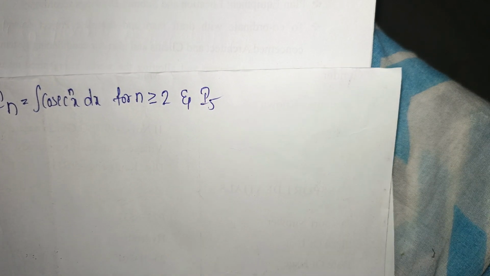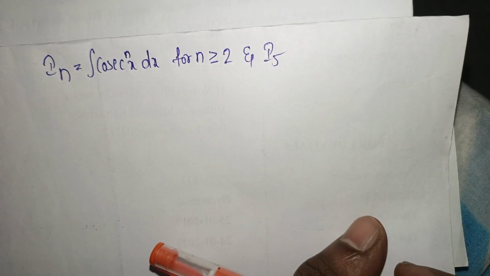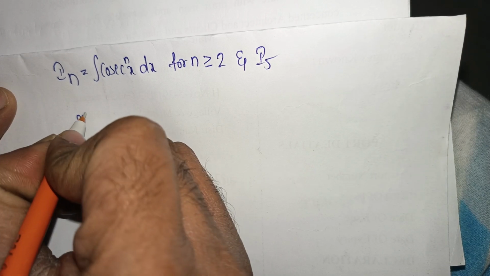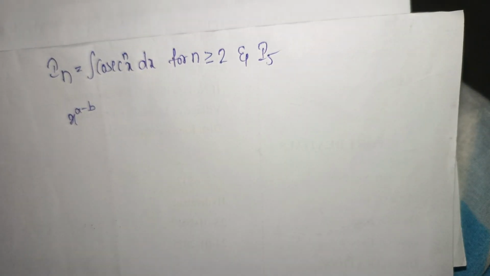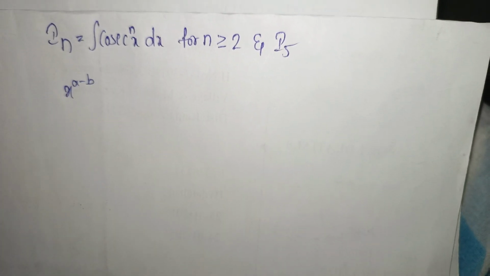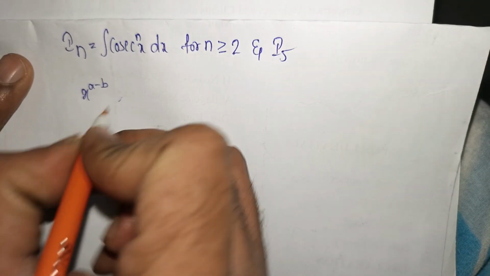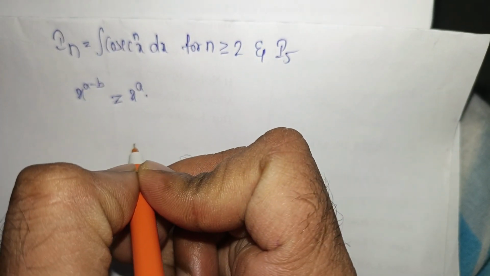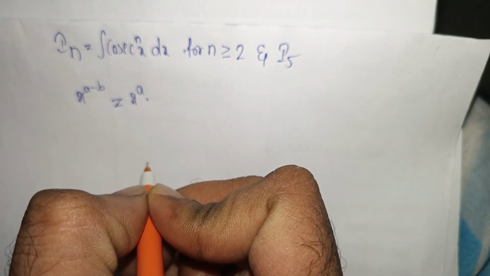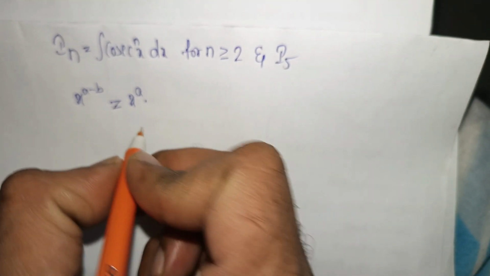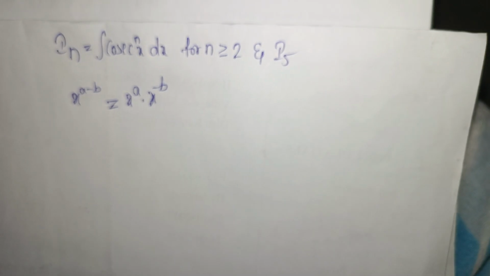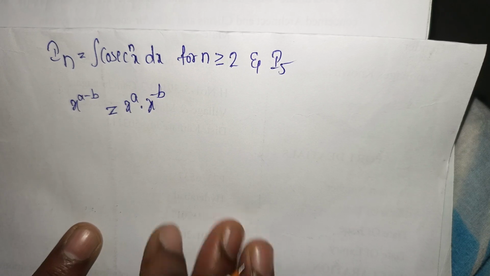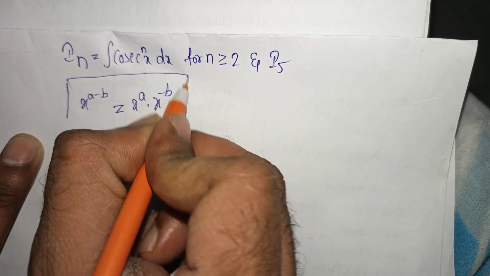Let's get started. First thing you should understand about exponents and power is that whenever you find a term x to the power of a minus b or a to the power of plus b, it means x to the power of a into x to the power of minus b. This is the main thing you have to understand before solving the problem.